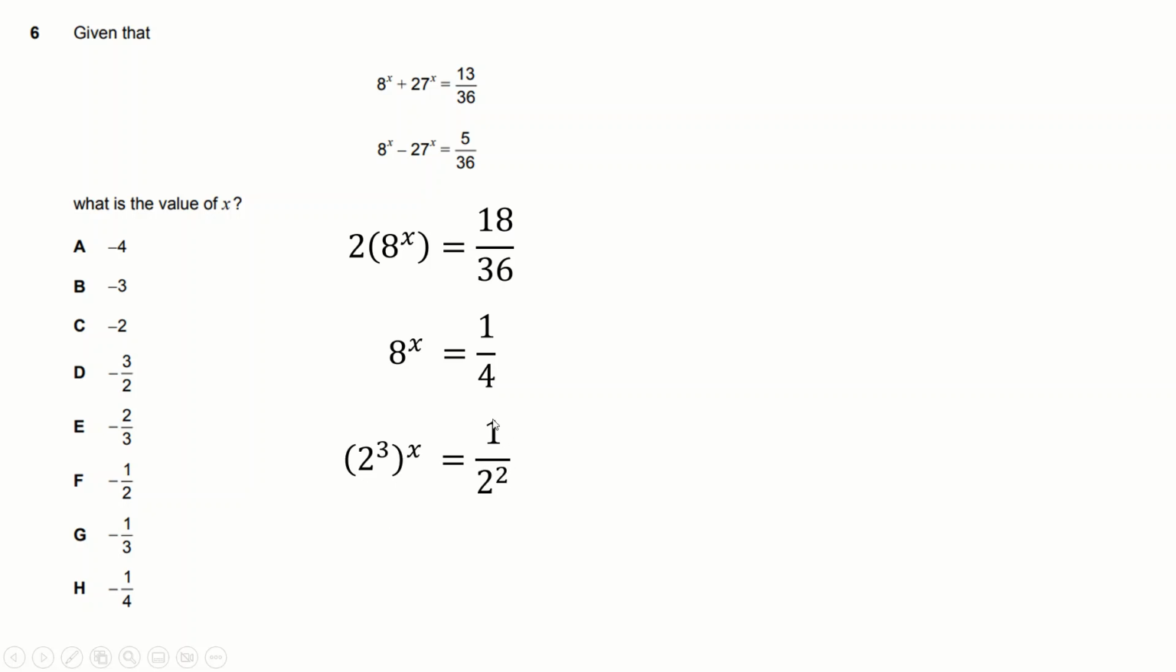This is 2 to the power negative 2 because it's 1 over, and so we have 3x equals negative 2, which means x is minus 2/3.